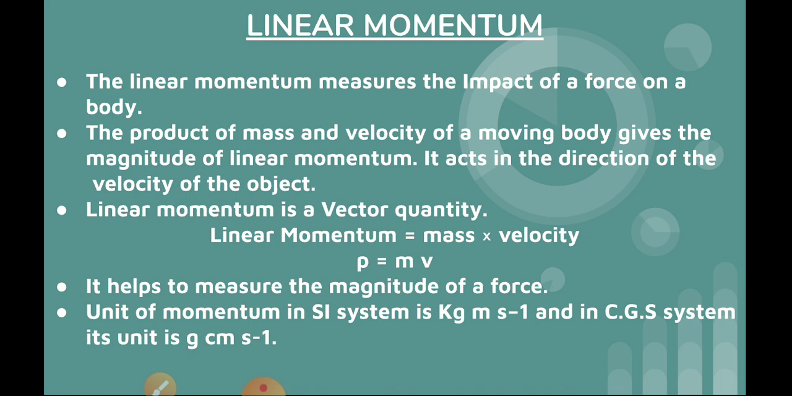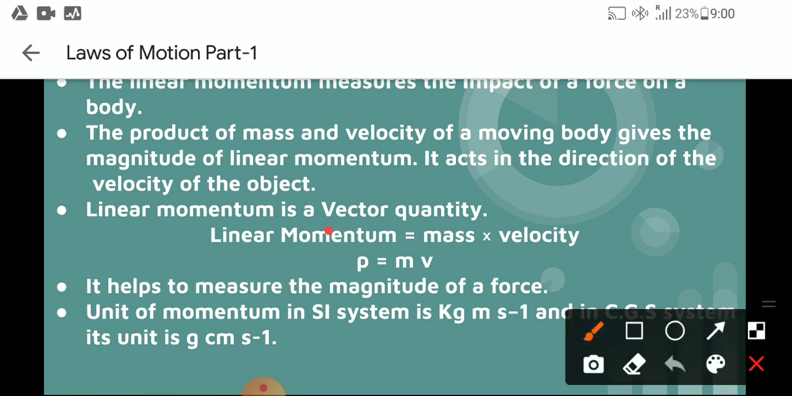It is the product of mass and velocity of a moving body, which gives the magnitude of linear momentum. Mass into velocity: P is equal to m into v. It acts in the direction of the velocity of the object. Linear momentum is a vector quantity.